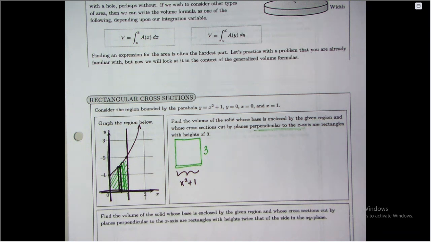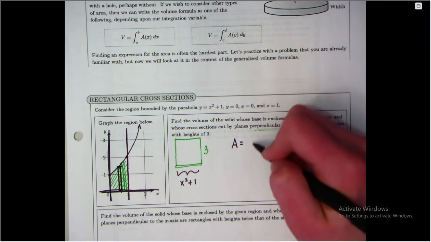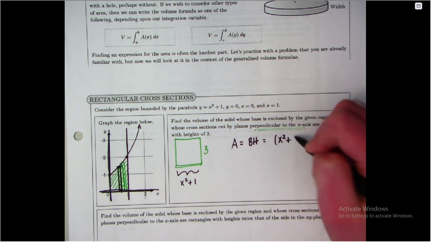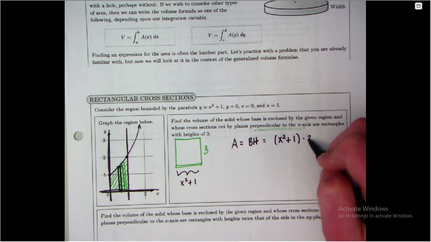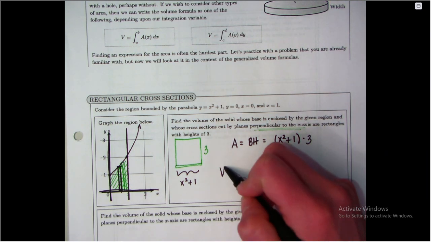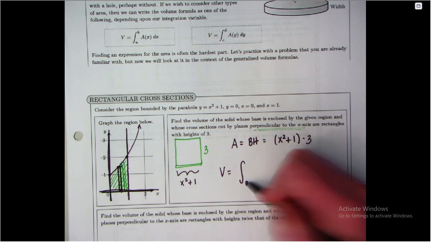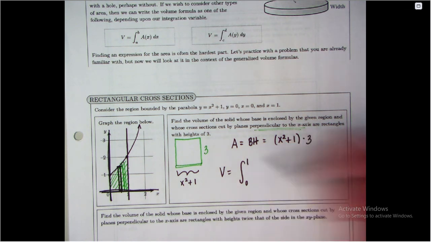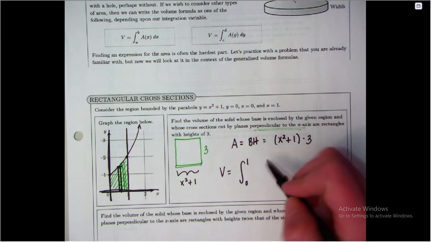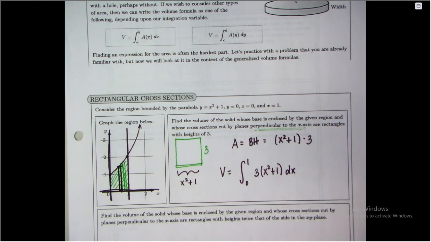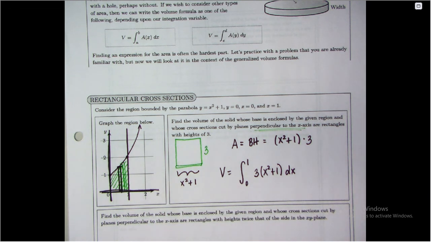In the end, what I'm really trying to do is just compute the area of one of those rectangles. Any one of those rectangles would be base times height, where the base is determined by the height of that parabola, and the height is given to me as 3. So my volume would be the integral. I would start drawing rectangles on the far left of my region at x equals 0, and stop drawing them on the far right at x equals 1. Their area would be 3 times x squared plus 1, and the width of each individual rectangle is the dx.